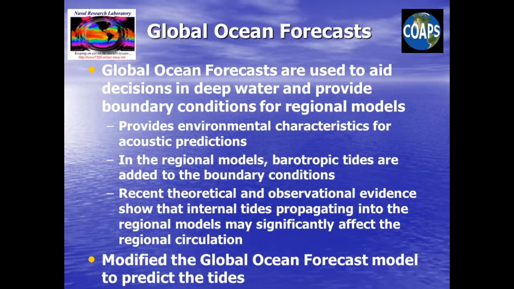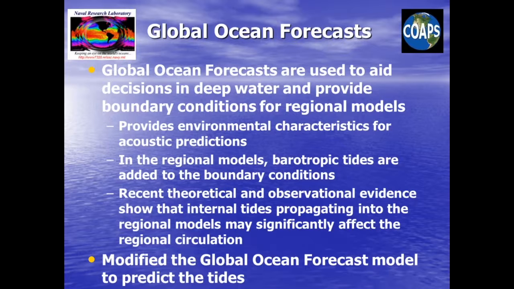And in those regional models, traditionally what you do is you take the large-scale ocean model boundary conditions, and you add to it a barotropic tide. And then you have the tides near the coast where you want, and you then have a new set of decision tools and forecasts that you can make. But there's been recently a fair amount of information that's come forward that says that indeed tidal information propagating from far away into the regions may actually affect the regional solutions.